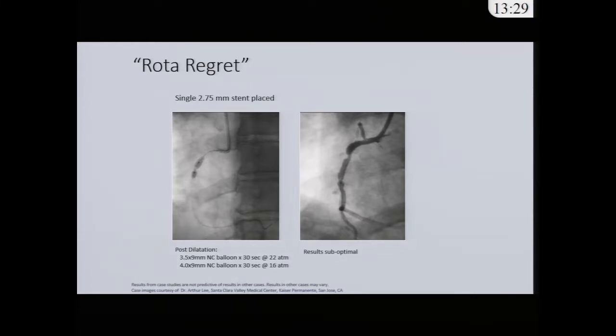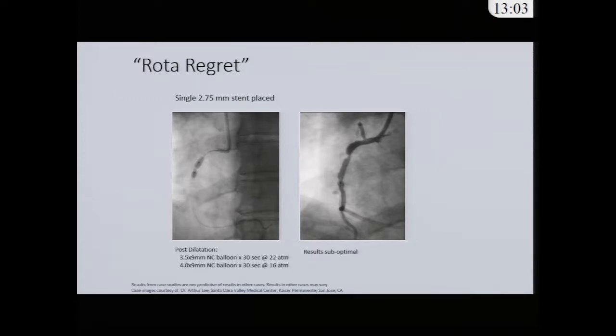This is a patient that I treated post-myocardial infarction. I thought she was young, in her early 50s, and I did not appreciate the calcium, and this is what it looked like after a stent. Typical roto-regret with non-compliant high-pressure dilatations. This would not open up, and I ultimately had to use ROTABLATOR to draw out the stent.